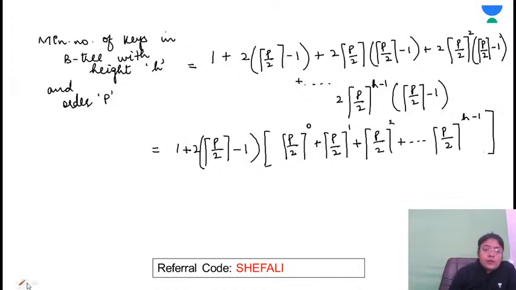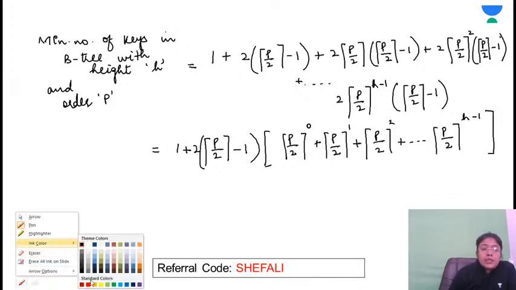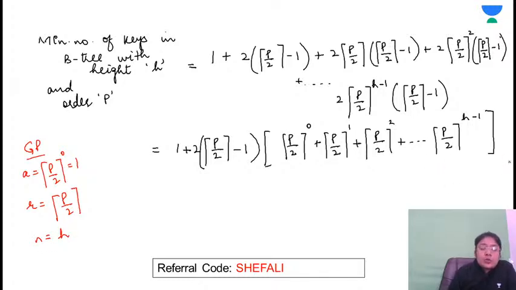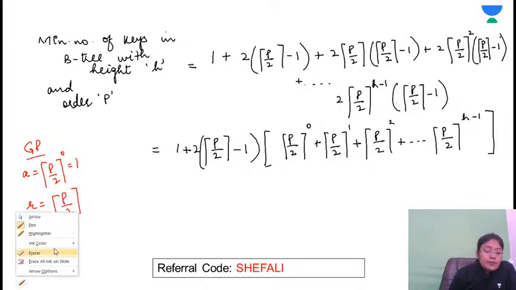Again, this is a GP series. Identify the terms. GP series with the first term (p/2)^0, that is nothing but 1. Common ratio is p/2. Number of terms are h, 0 to h minus 1, so number of terms are h. So just substitute the values.